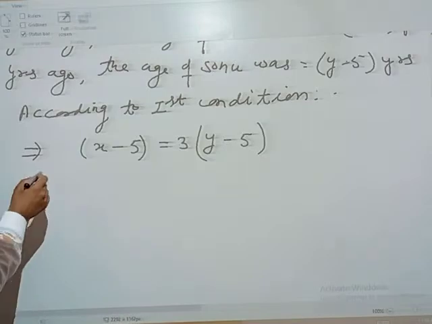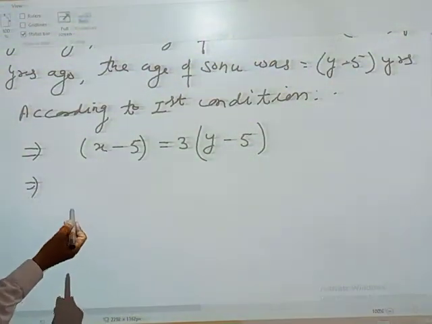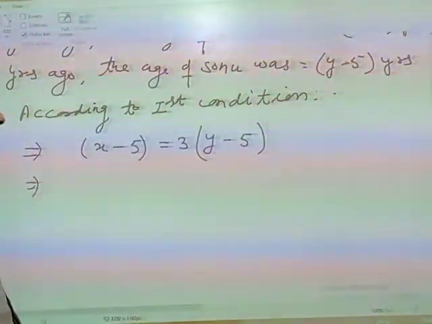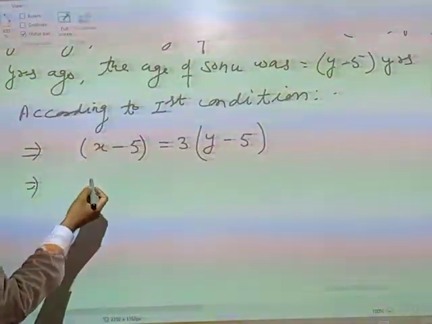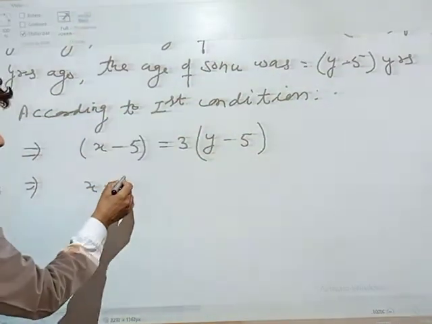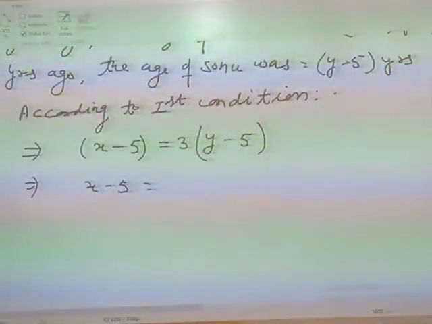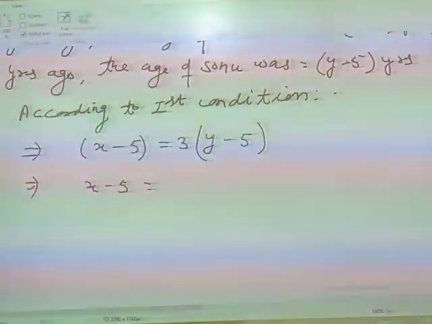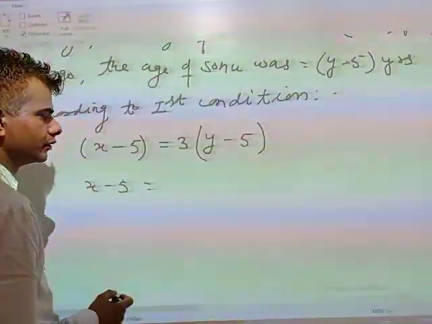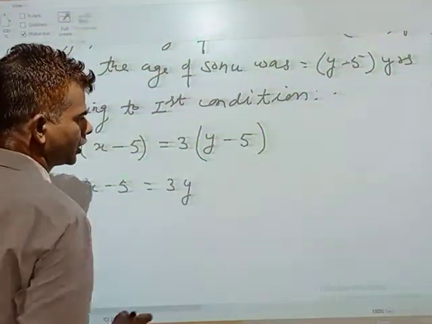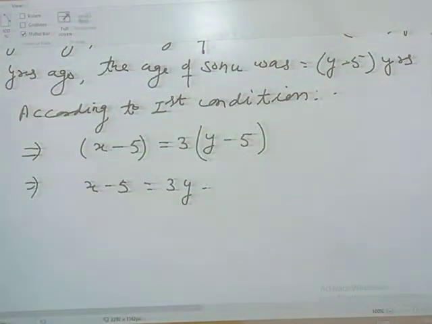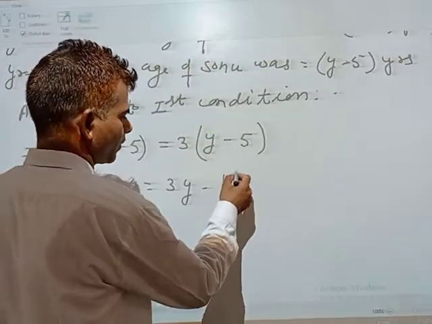Okay, students. Now we will solve and make the pair of linear equations in two variables. x minus 5 equals, now we will multiply by 3, 3 into y, 3y, minus 3 fives are 15.